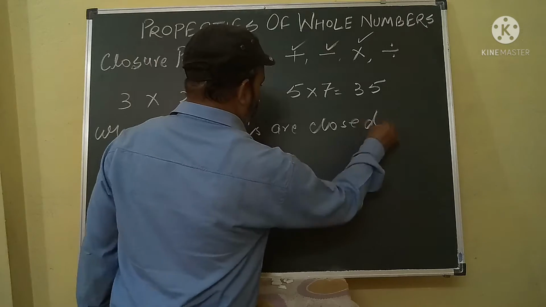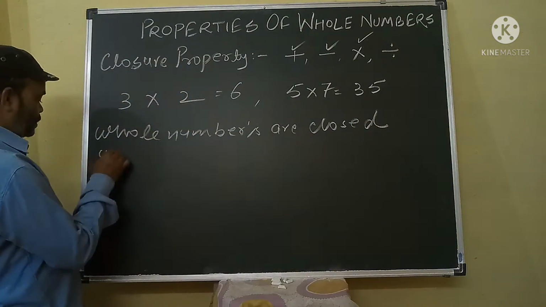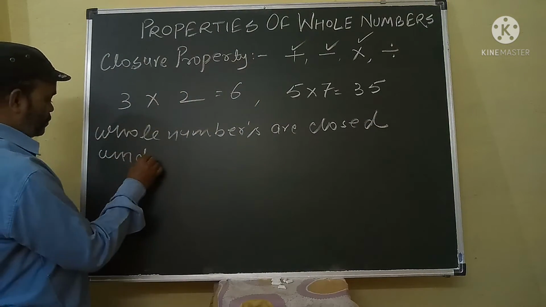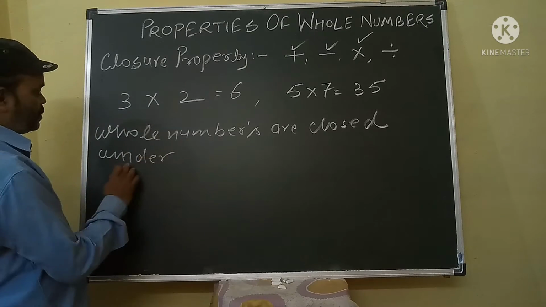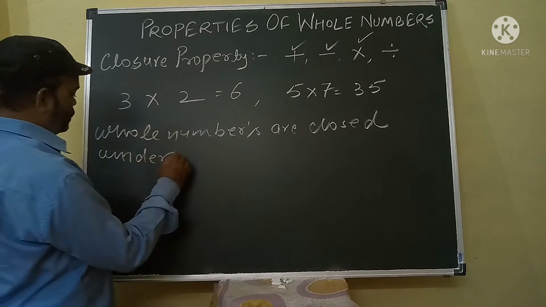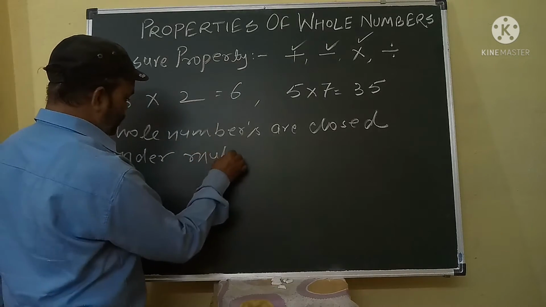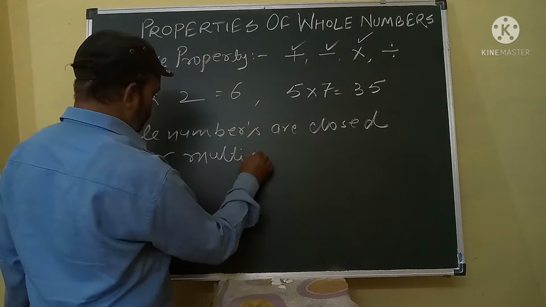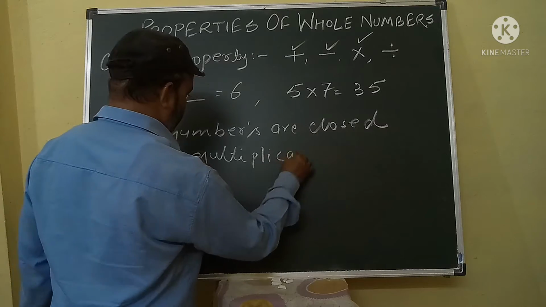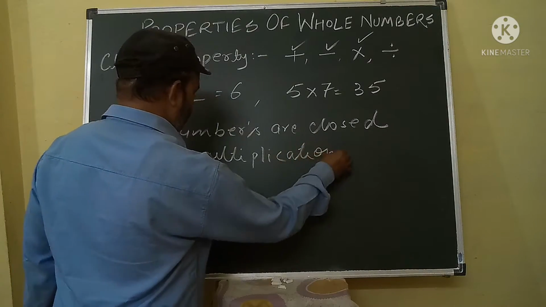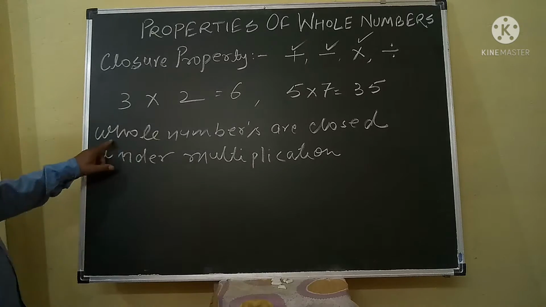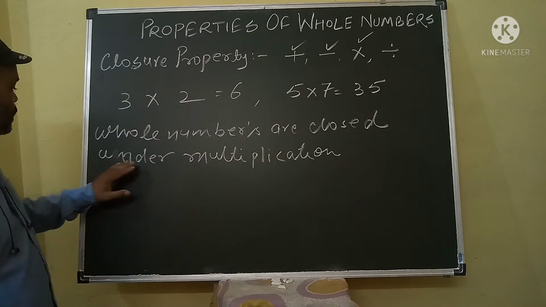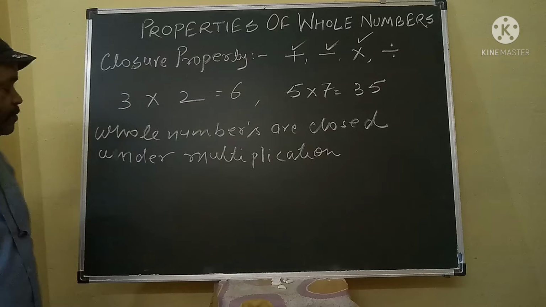Whole numbers are closed under multiplication.